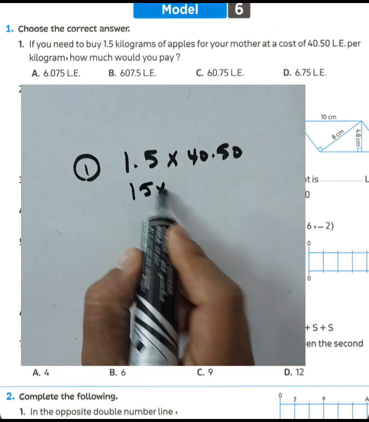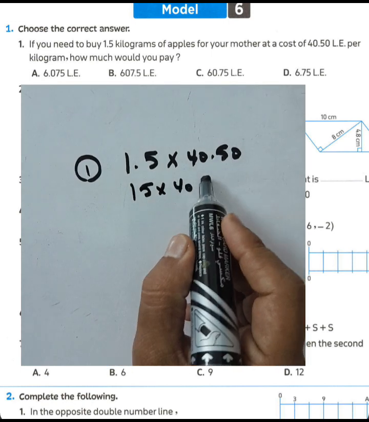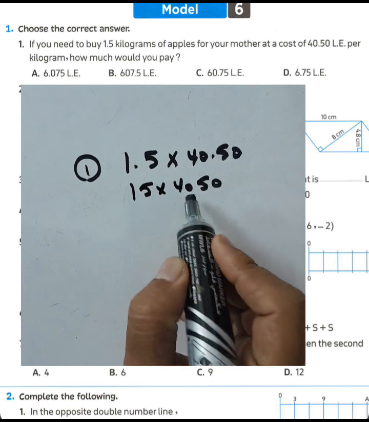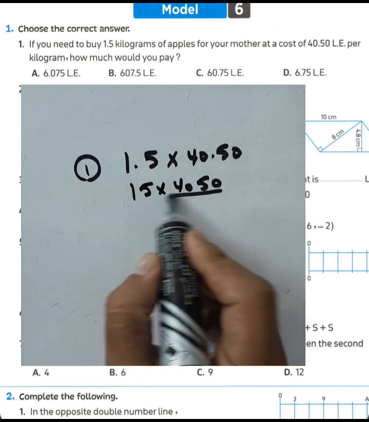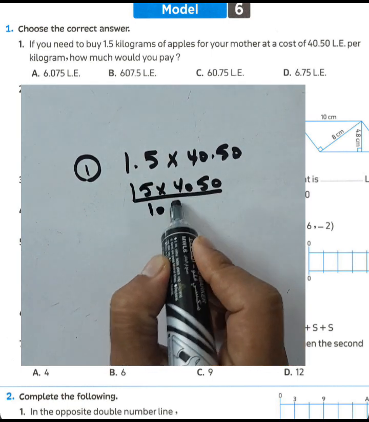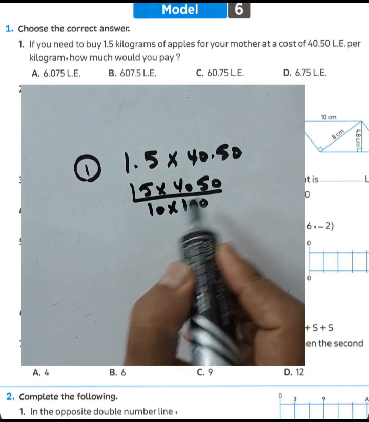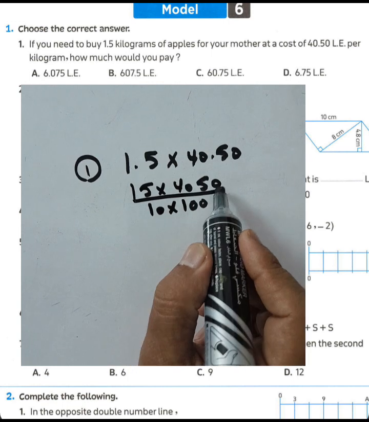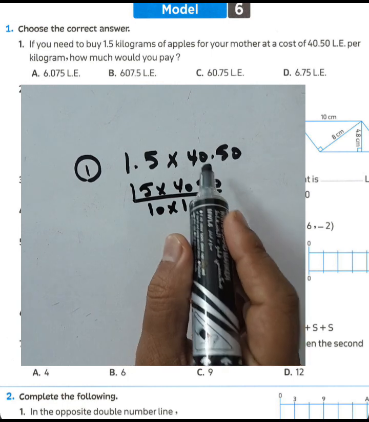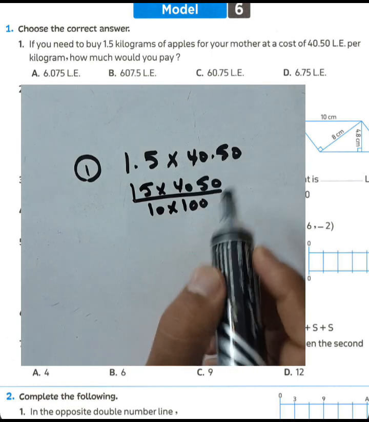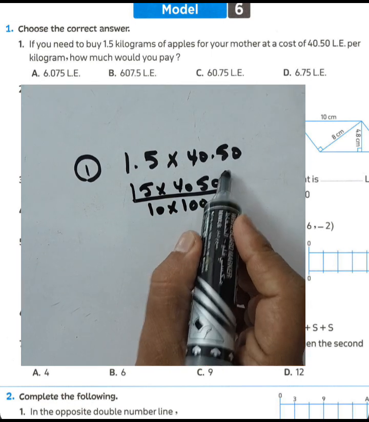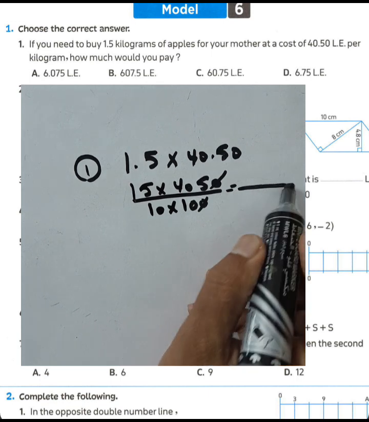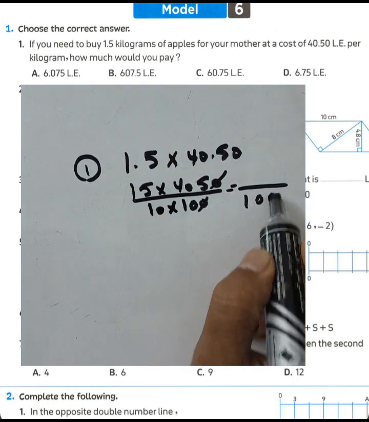Write 15 times 4,050, and then the point will be after 3 places, because 1.5 means 15 over 10, and 40.50 means 4050 over 100, meaning 40 and 50 hundredths. We can cancel the 0 by dividing numerator and denominator by 10, and then 10 times 10 will be 100.